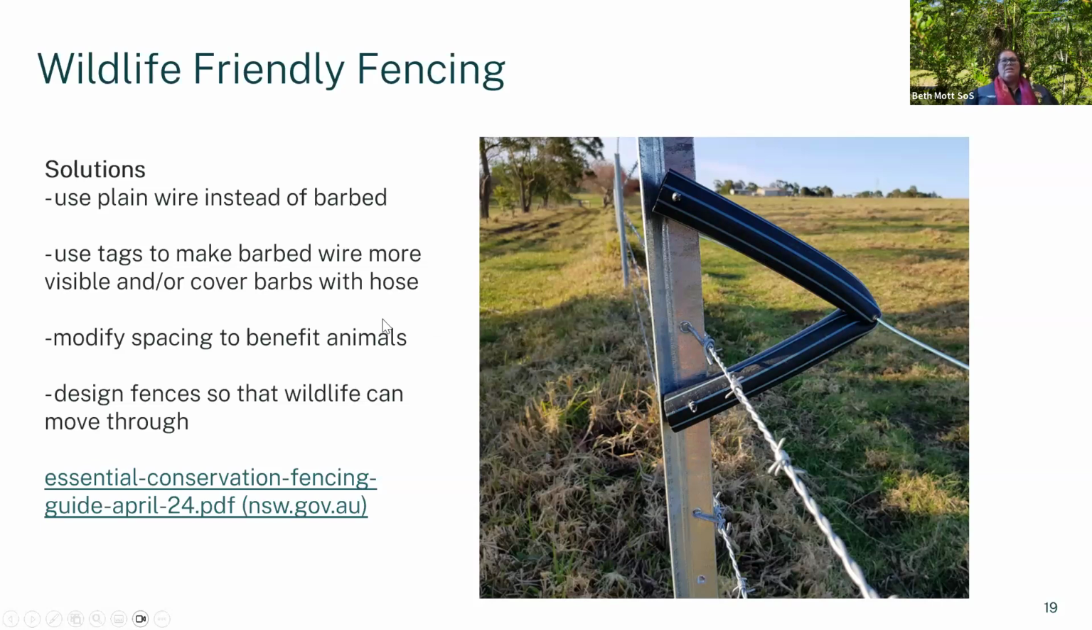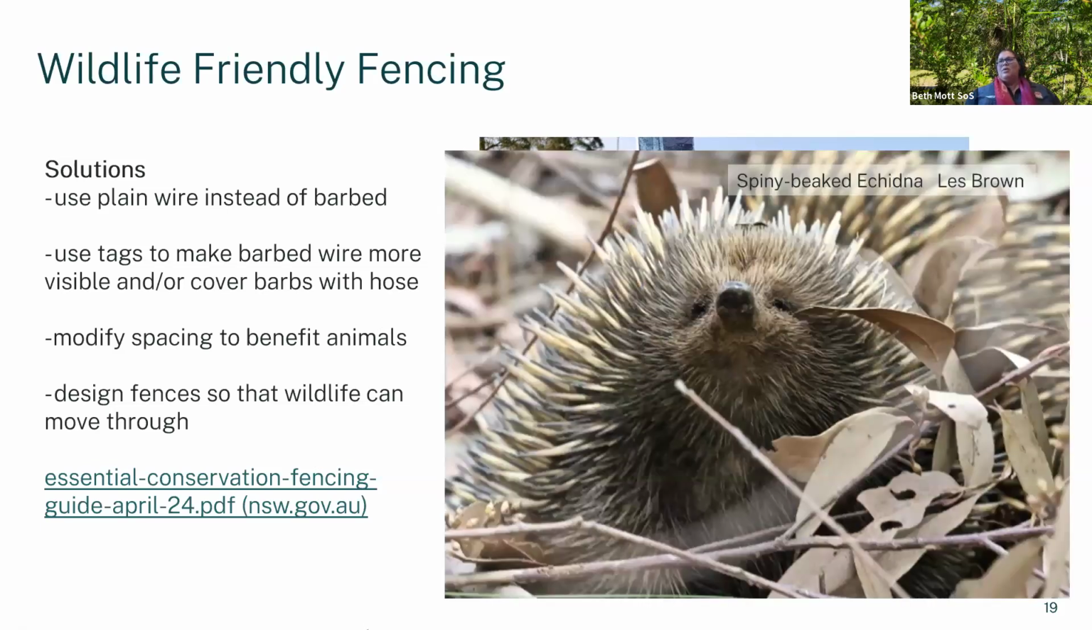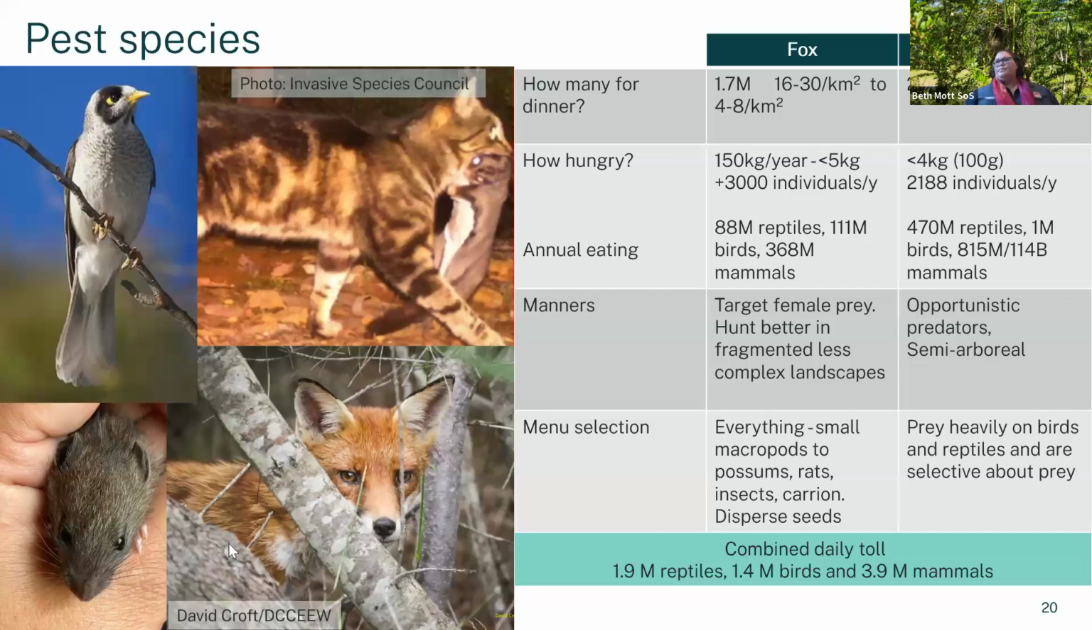You can use tags to make your barbed wire more visible, and it's really important to think about how to space that wire to make sure that we're being really friendly to the sorts of animals that we want to have move through, particularly things like echidnas, like this little fella I've seen hung up on the bottom wire when it's too low. So follow that link at the bottom of the screen if you'd like to have a whole heap of great information about how to do wildlife-friendly fencing.